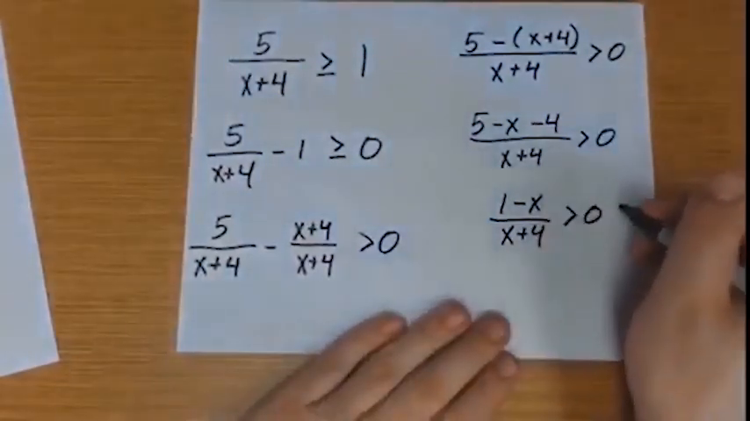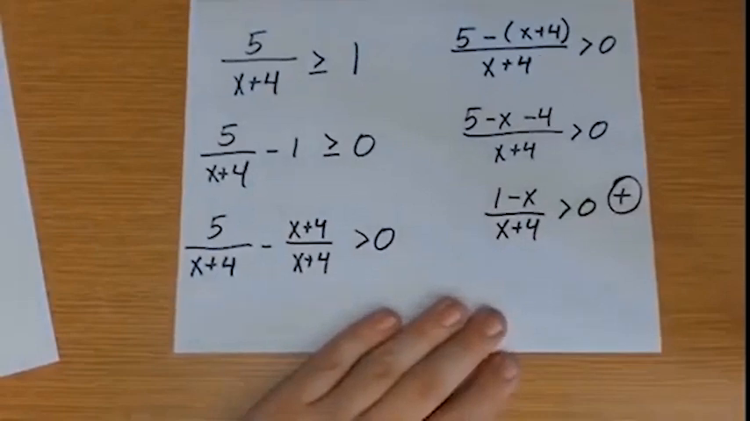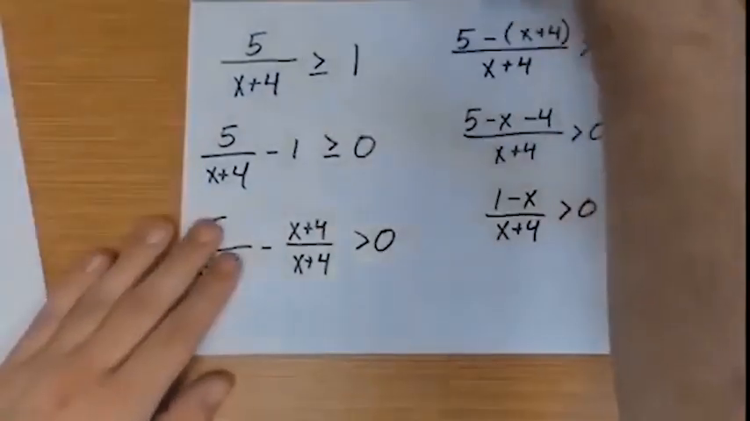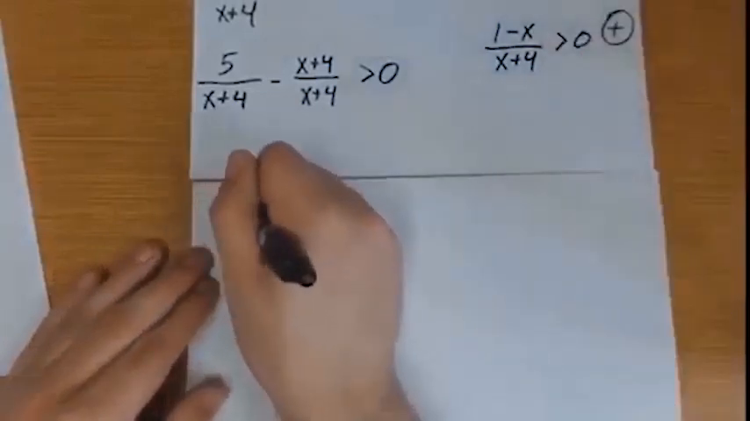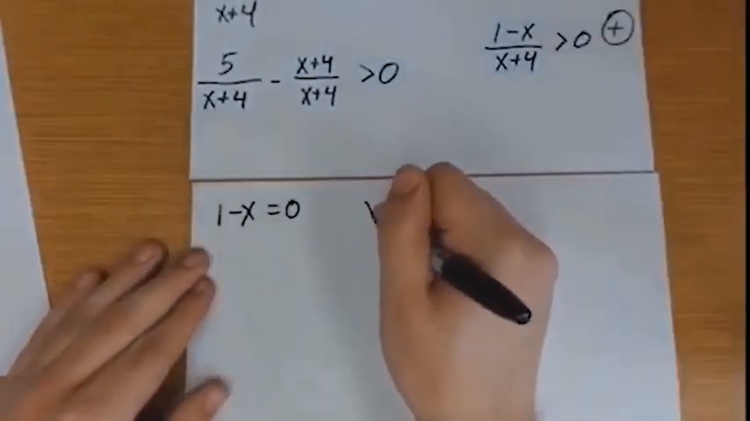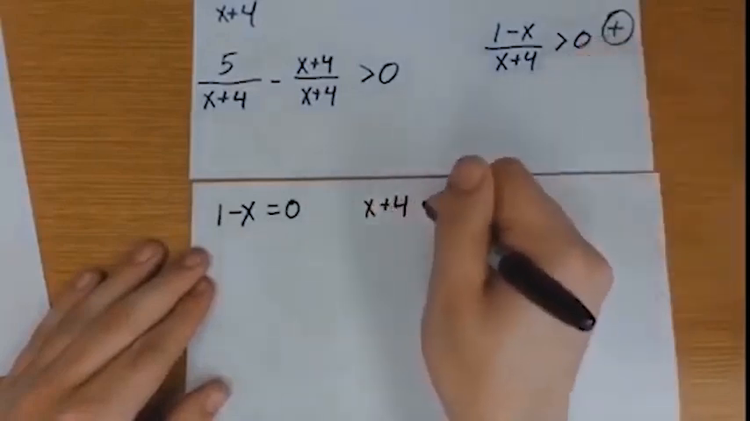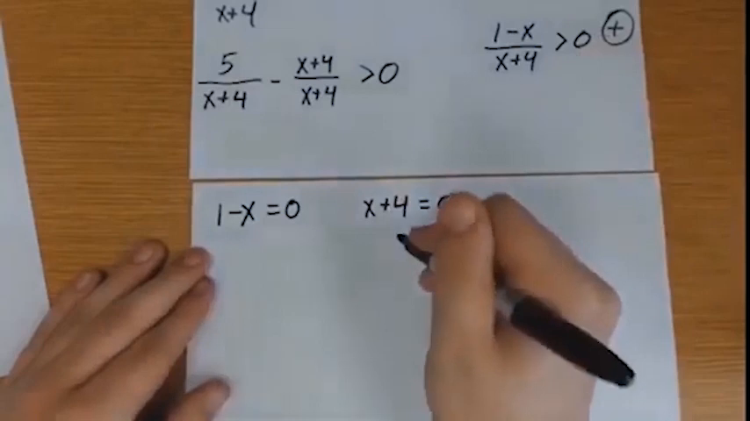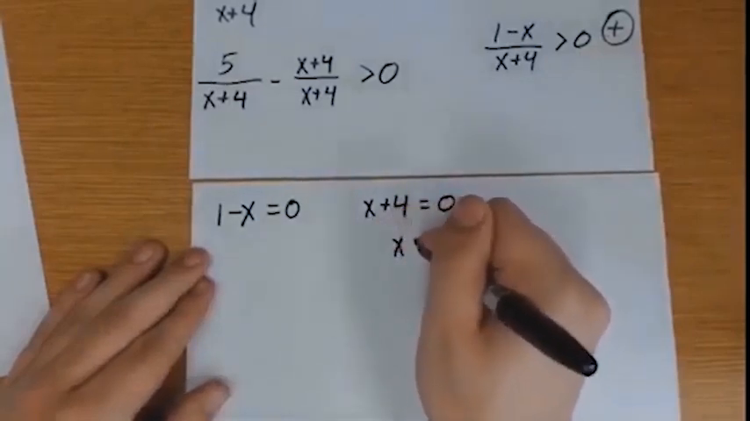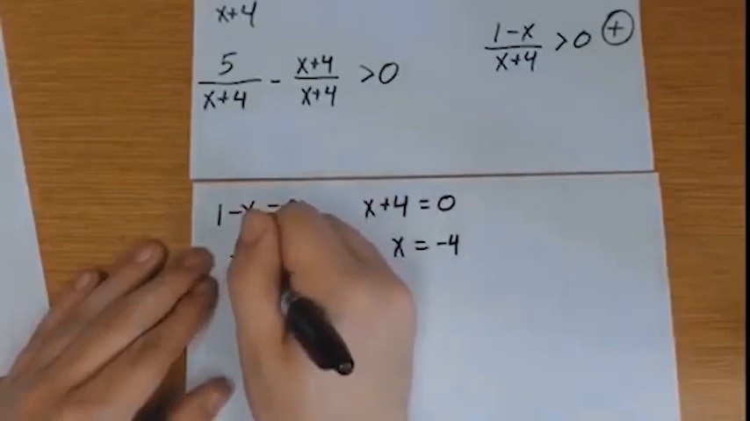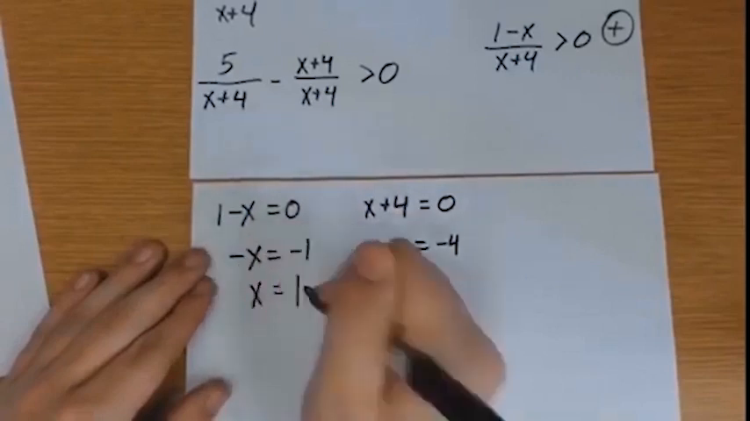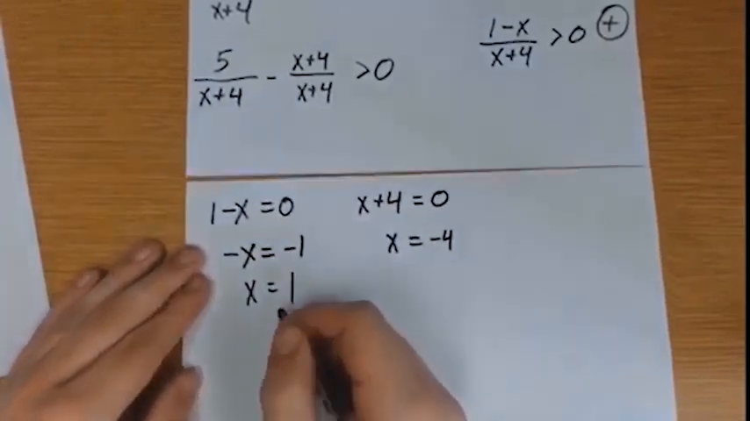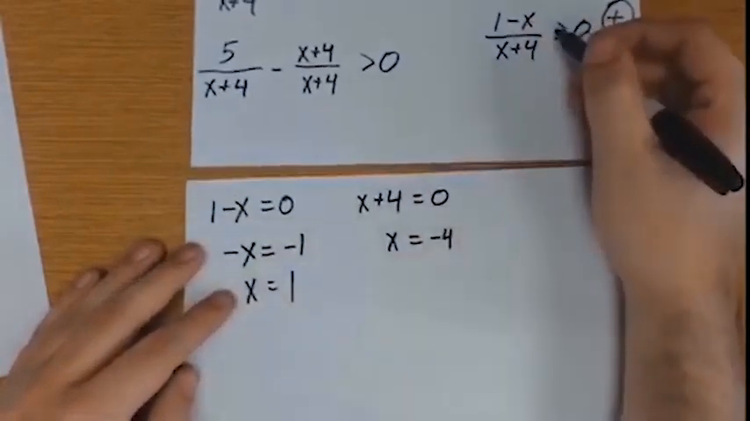That means we want this thing to be positive. We're going to make a number line just like last time, but first of all, where are we going to get the numbers from? We're going to take the top, set it equal to 0. We're going to take the bottom, set it equal to 0. So x is going to equal -4. Negative x is -1, x equals 1. So x equals 1, we got that number from the top.